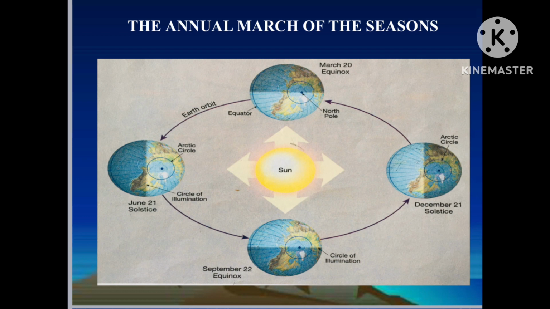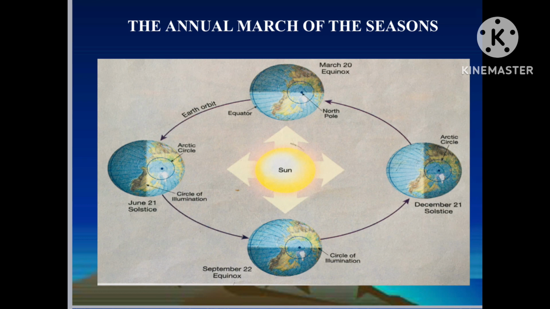Apart from this, there is one more interesting fact about the Earth which I would like to add here. There is a circle of illumination, which is a most common question. What is the circle of illumination? Most students say that 180 degree longitude, the International Date Line, is the circle of illumination. But the circle of illumination is the line which differentiates between day and night.